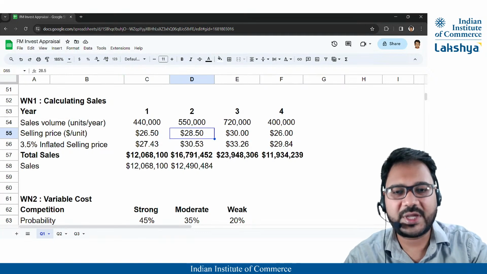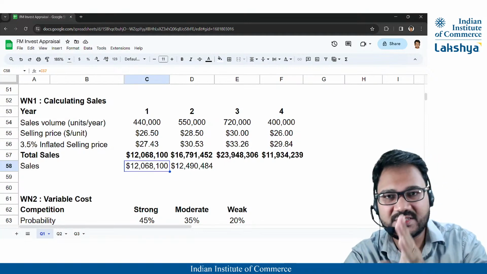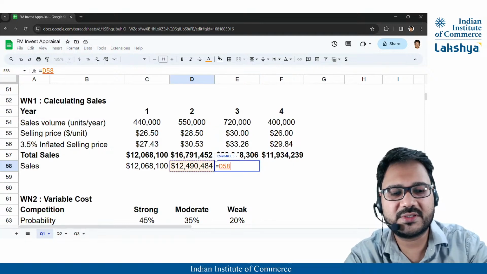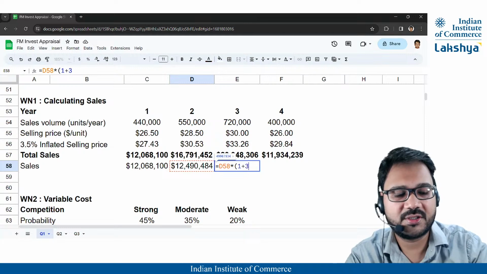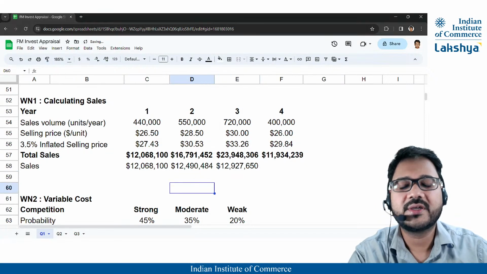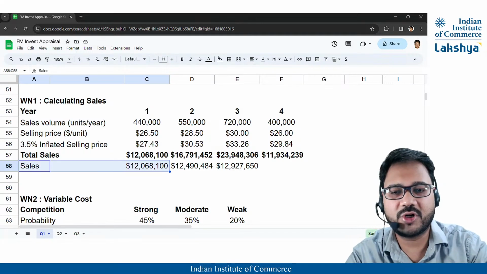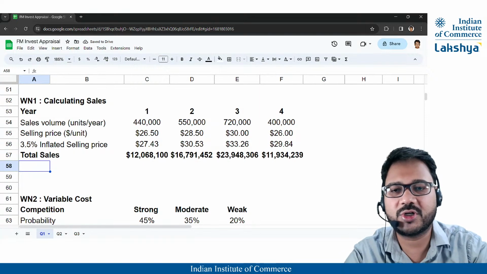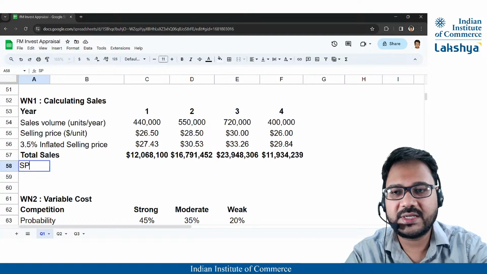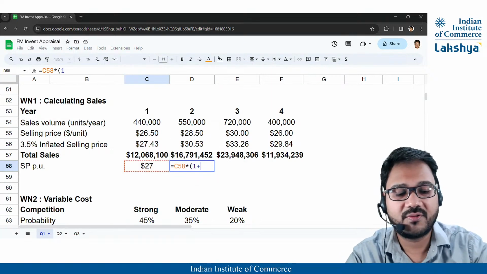So then, see over here, your selling price is changing. But if you were just given total sales and they have said that it's increasing by 3.5%, then you would take the previous year's sale, add 3.5 to it, and so on and so forth. Over there, you need not take raised to 2, raised to 3. Reason being, this is already inflated. So you're taking the previous value and inflating it further. So if you want to use a similar logic in this particular question, you will take selling price per unit. Say, for example, 27.43 is given to you. All you have to do is this into 1 plus 3.5%.